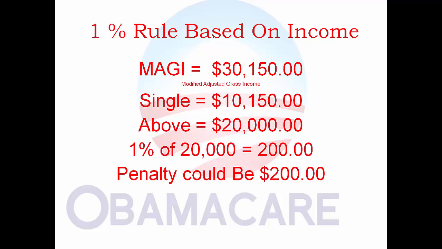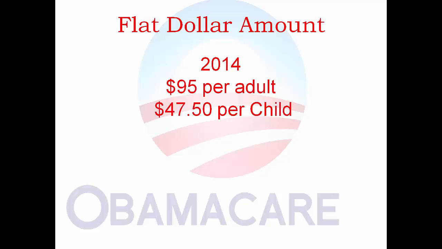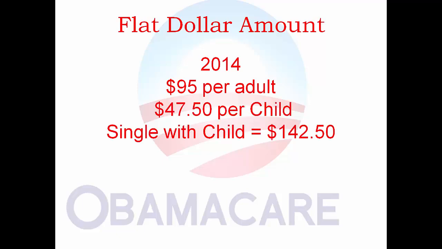And I say could be because, remember, it is going to be the greater of. The greater of what? Like we spoke of, 1% or a flat fee. So what's the flat fee? Let's take a look. The flat dollar amount for 2014 is going to be $95 per adult, $47.50 per child. Now, if you're single with one child, it's going to be $142.50. If you're going to have more than one child, then just add $47.50 for each child. So in this case, you can see here it's going to be $95 per adult.